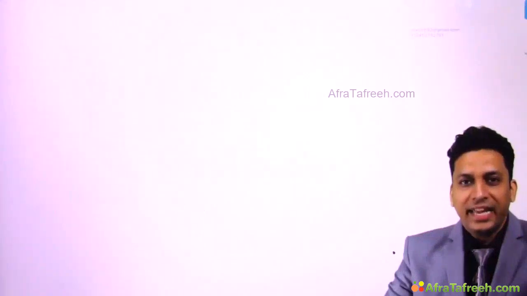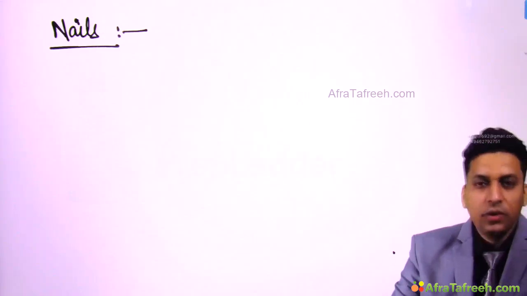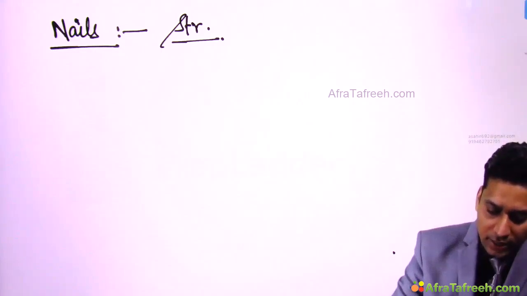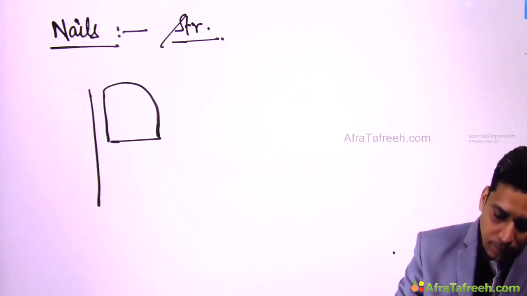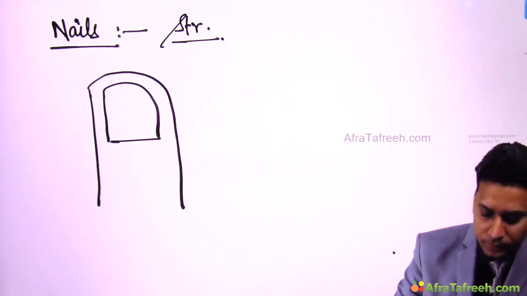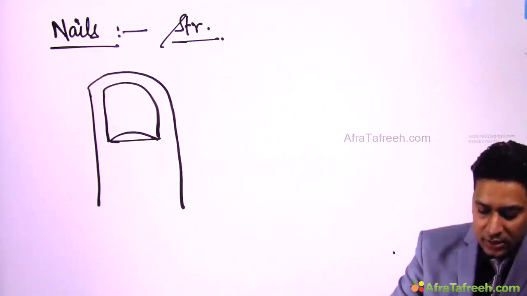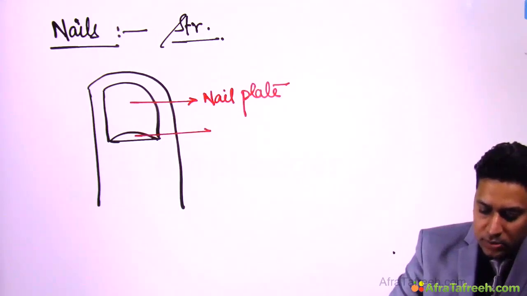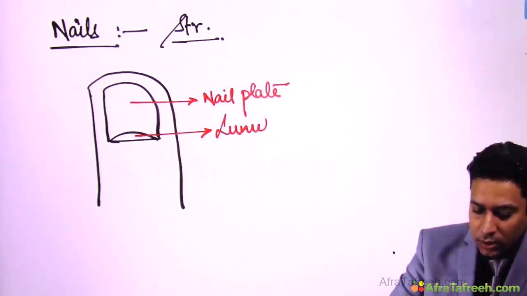Next we'll be discussing nails. So if you see the structure of nails, our nails appear something like this. This visible portion of the nail is known as the nail plate. In the proximal part of the nail, you will find this semicircular white area. This is known as the lunula.